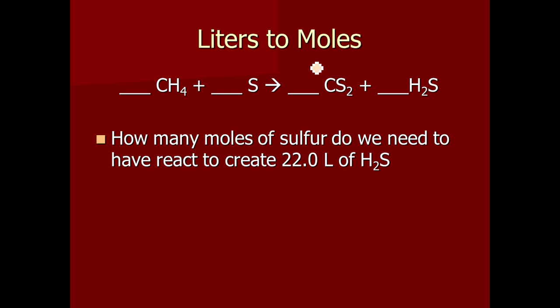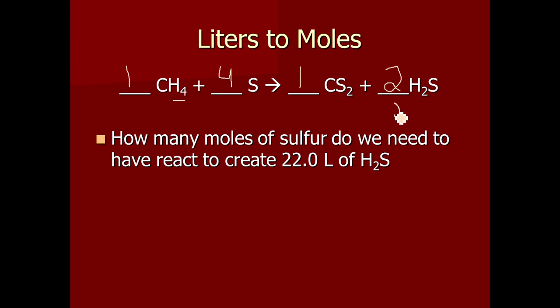All right, so let's take a look over here. We see that we have 4 hydrogens over here, only 2 over here. So I'm going to put a 2 here. I'm going to put a 4 here. And then I think that's good. So 1, 4, 1, 2. This one says, how many moles of sulfur do we need to have reactor create 22.0 liters of H2S?